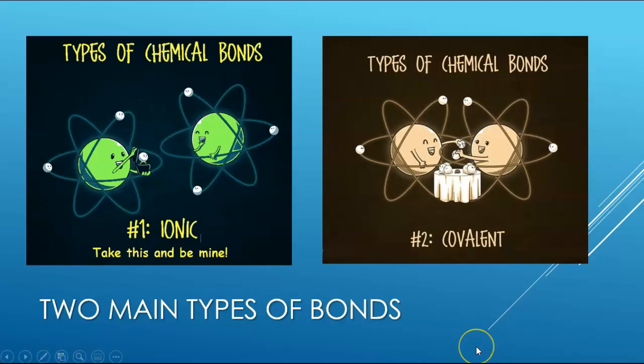Okay, so just as a little bit of a review here, there are two main kinds of chemical bonds. First of all, an ionic bond, as shown in this cartoon here. One atom donates an electron to the other one, making them electrically attracted to each other. And the second kind is a covalent bond, in which they share electrons. The electrons orbit basically around both of the atoms, kind of like this. Okay?